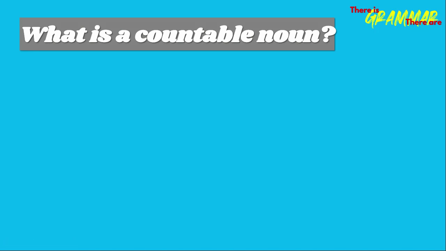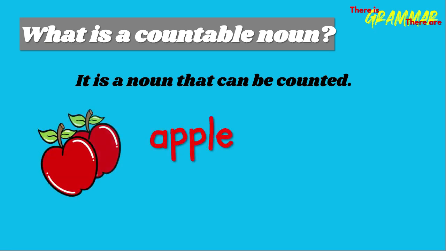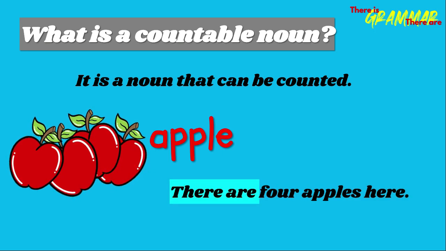But what is a countable noun? Well, it is a noun that can be counted. 1, 2, 3, 4. Apples. Apple is countable. So we can say there are 4 apples here.